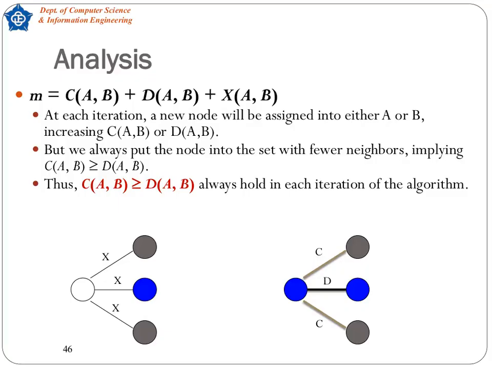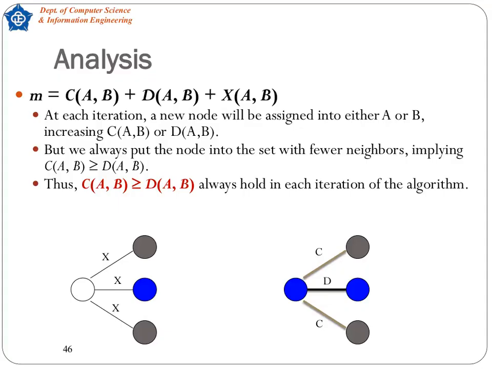So what happens in each iteration? A new unassigned node comes in and is strategically assigned to either set A or set B. This assignment directly impacts and dynamically updates our CAB or DAB counts, reflecting the ever-changing connectivity of our graph. And here's the crucial part, the why behind that property we touched on.